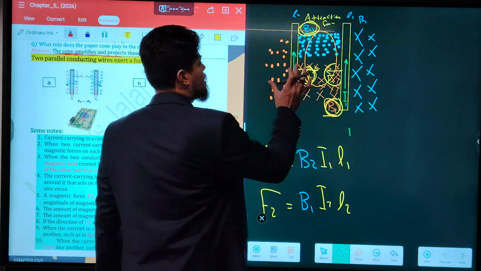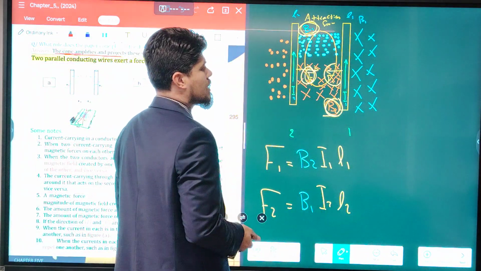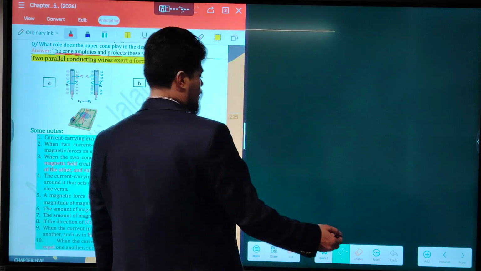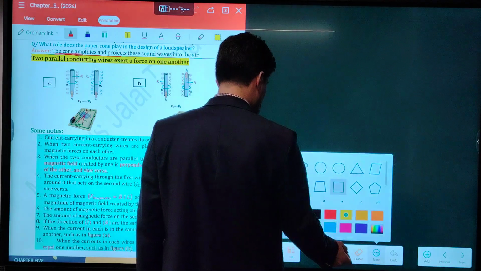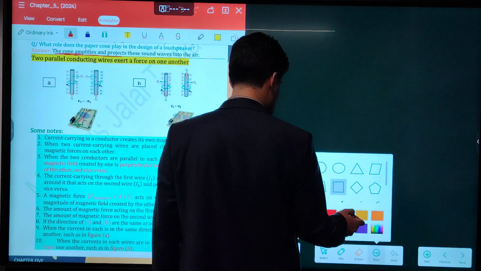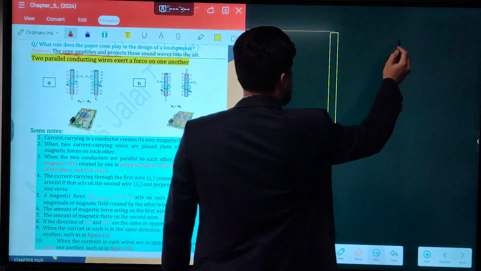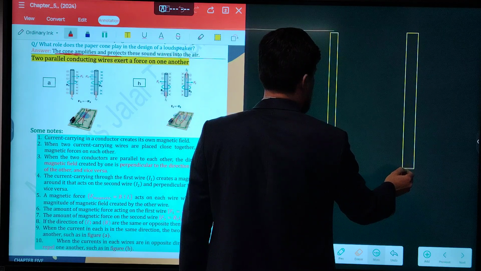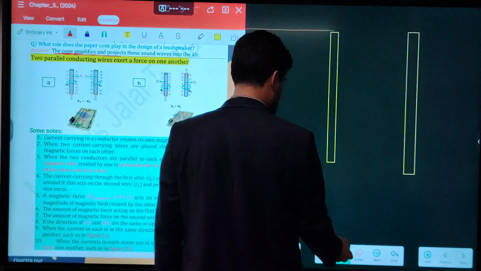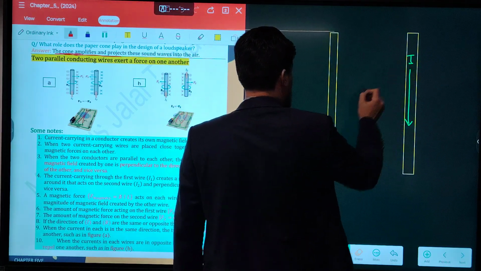So if the current runs in the same direction, the force always becomes attraction force. Yes, of course. How about if the current runs in the opposite direction? Now I'm going to tell you, it becomes repulsion force. How? Look. These are two parallel wires. The current runs in the opposite direction. Here is downward and here is upward.